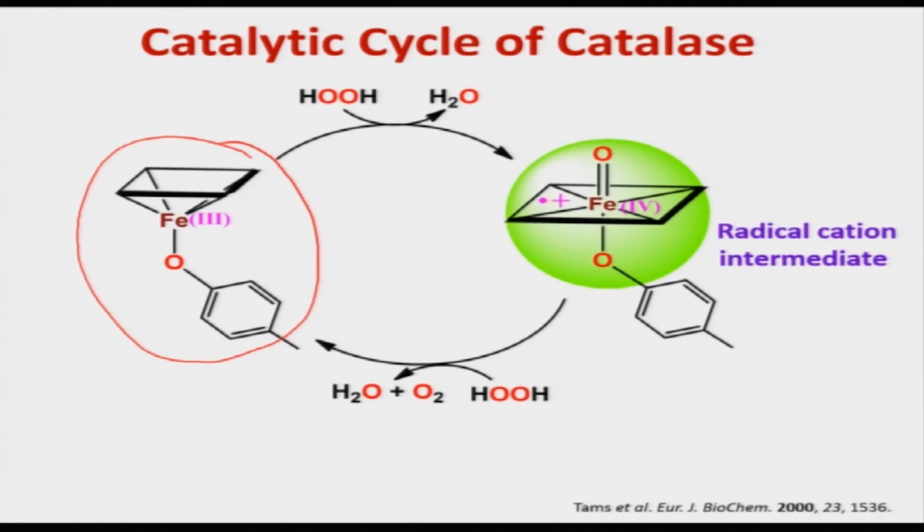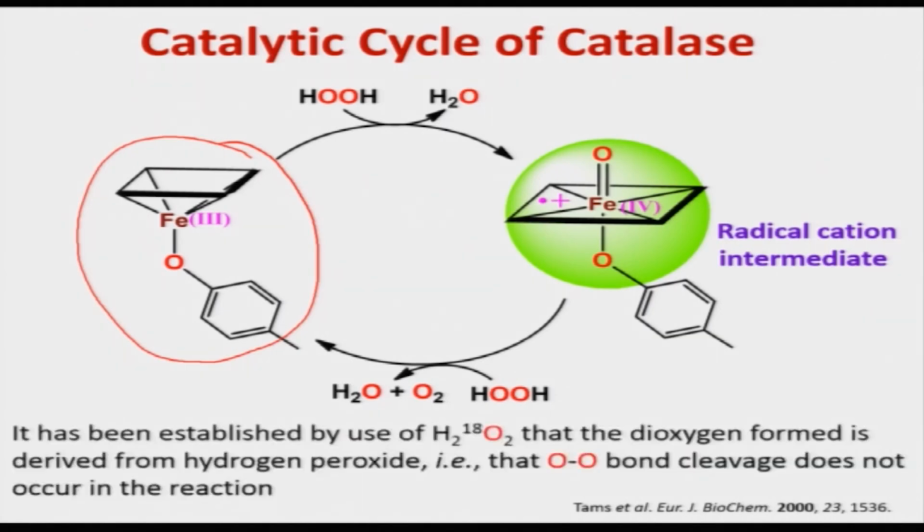Now, this 2 electron oxidized species is highly reactive, and it takes another molecule of hydrogen peroxide as a substrate, converts it to water and dioxygen, and goes back to the resting state, which is again oxidized by hydrogen peroxide to the iron 4 oxo cation radical. So, this is what is happening in the catalytic cycle.